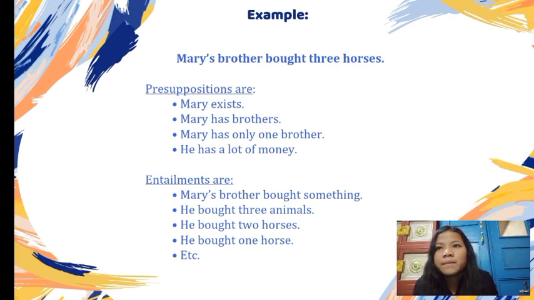Next, we can get some more entailments. He bought 2 horses, and the last, he bought 1 horse. He bought 2 horses, which means he bought more than one horse, so the sentence says horses, not horse. At the last entailment, he bought 1 horse. Not 1 horses, because that would be false, right? And then let's come to the next slides.